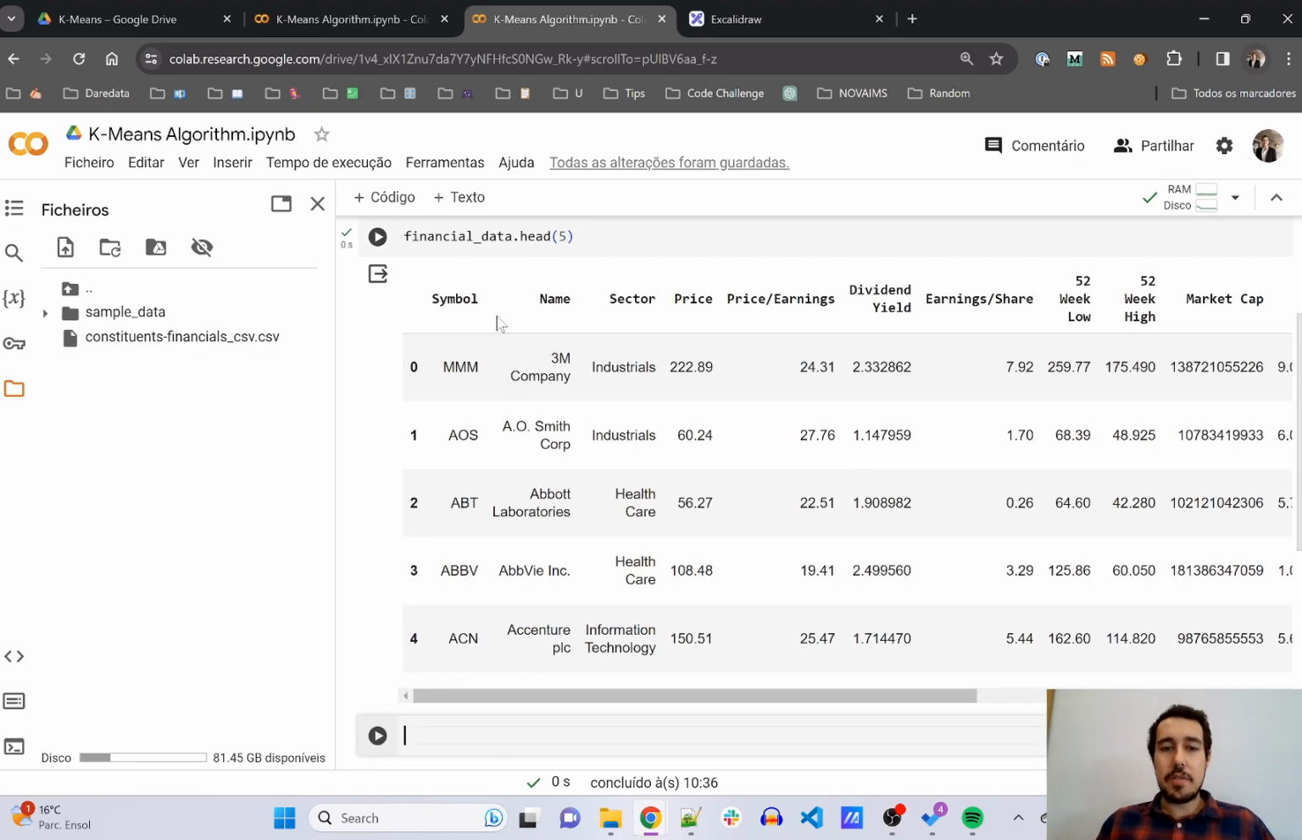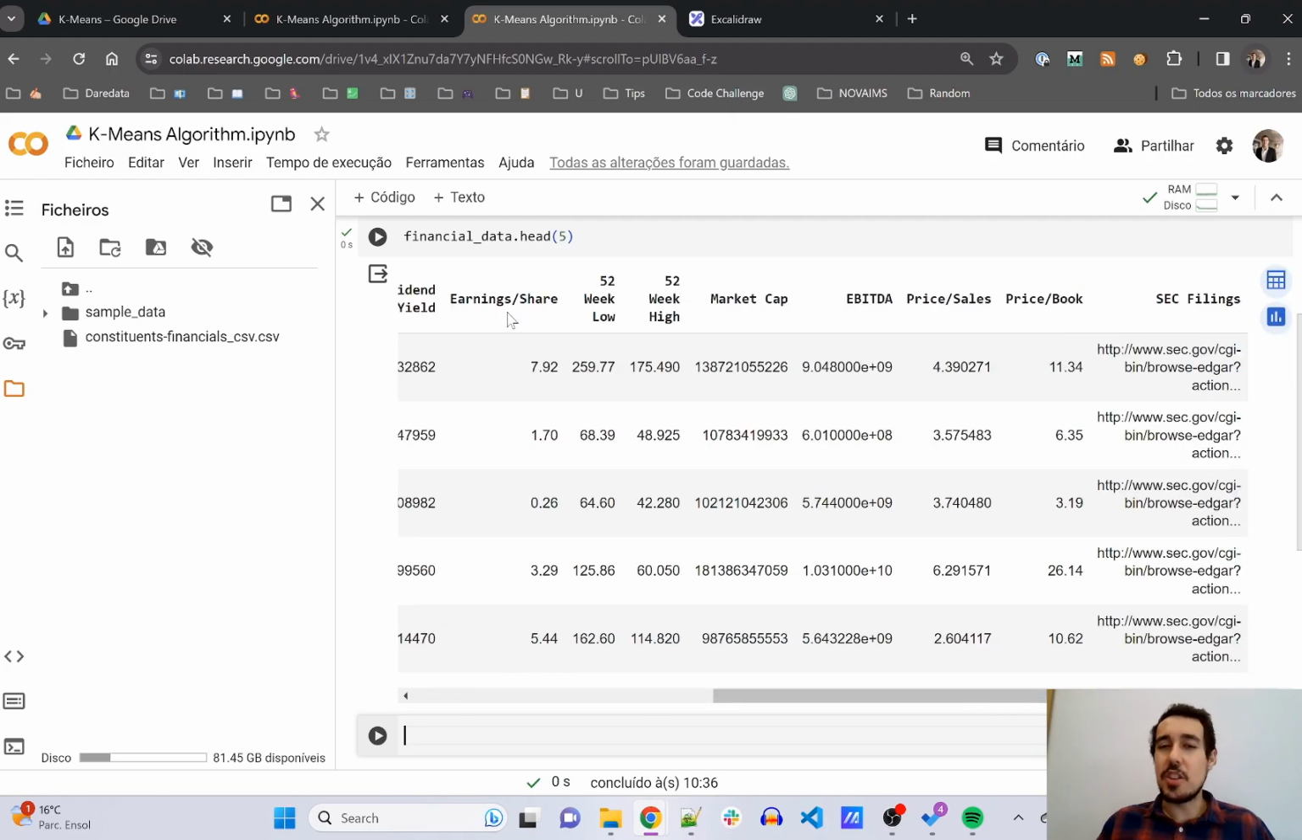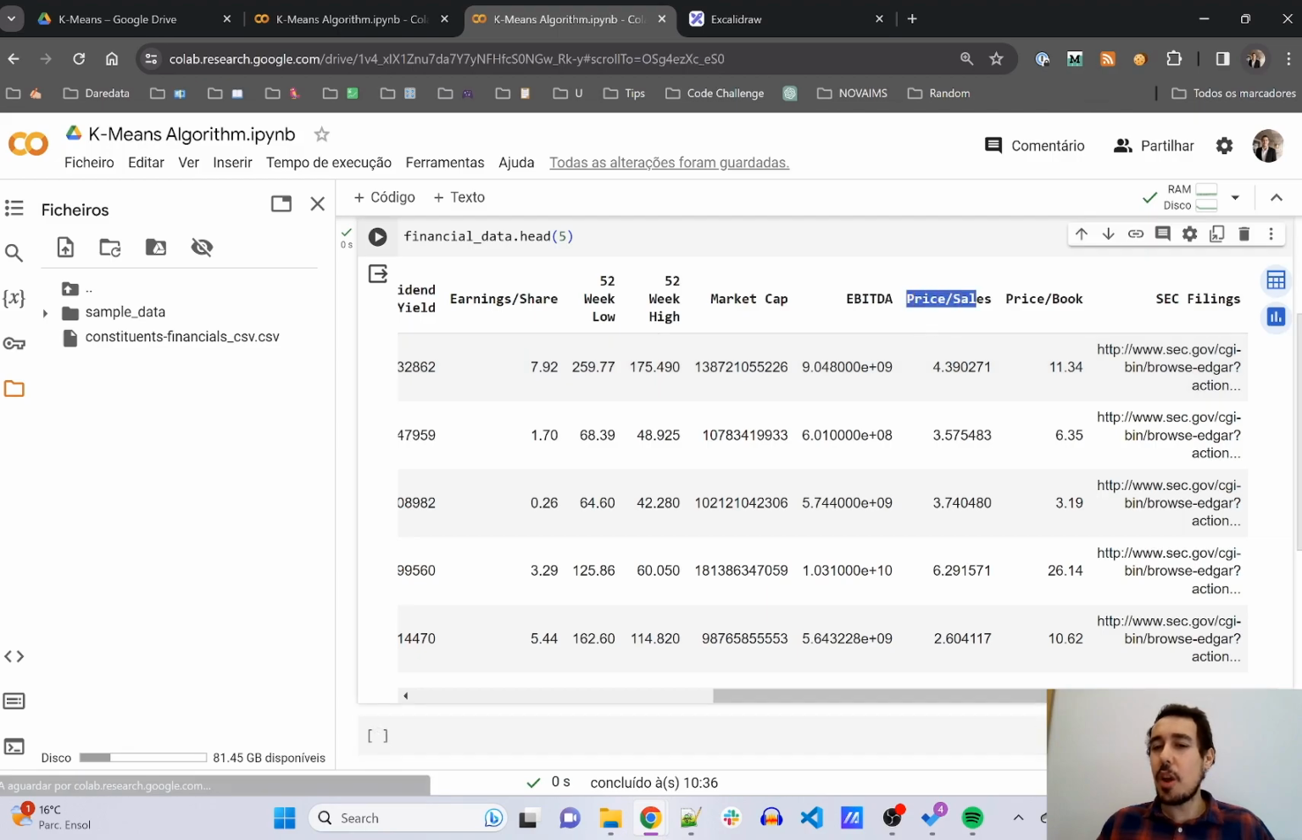So here we have company name, the symbol of the stock that is trading on the stock market, the sector of the company, the price of the stock, the price to earnings, which is dividing the price by the amount of earnings the company has, dividend yield, which is how much the company pays compared to the price of the stock, earnings per share, so how much money they make for each share that they have, because the company is split into shares. Don't need to worry about this. The price to sales, which is a metric of valuation, and the price to book as well.